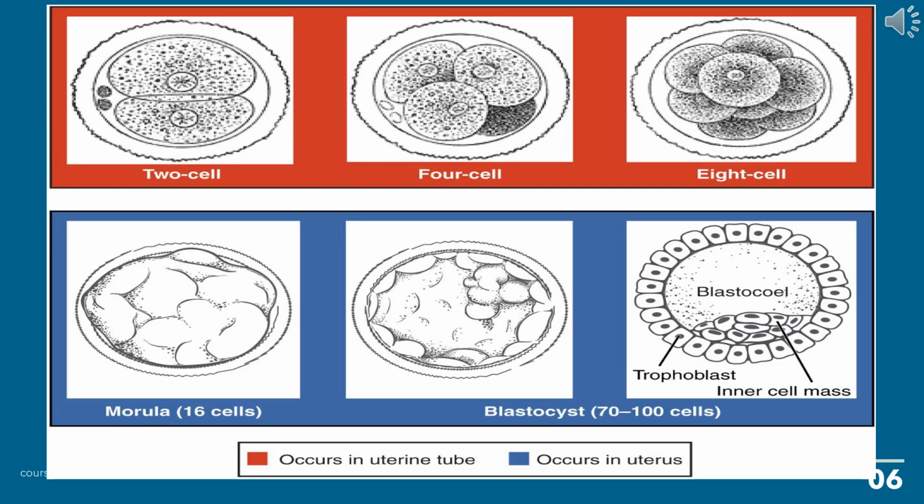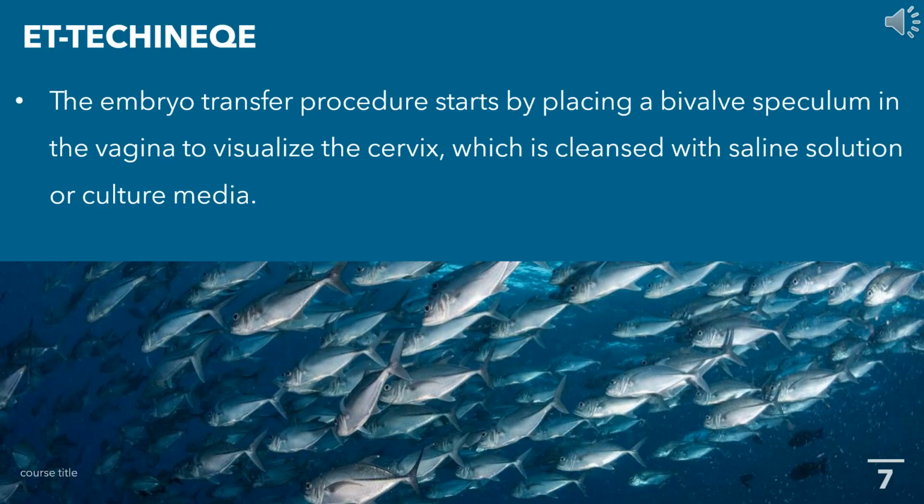This is the diagram of development that occurs in the uterine tube and also in the uterus: 2-cell stage, 4-cell, 8-cell, morula 16 cells, blastocyst 70 to 100 cells. Embryo transfer technique. The embryo transfer procedure starts by placing a bivalve speculum in the vagina to visualize the cervix, which is cleaned with saline solution or the culture media.